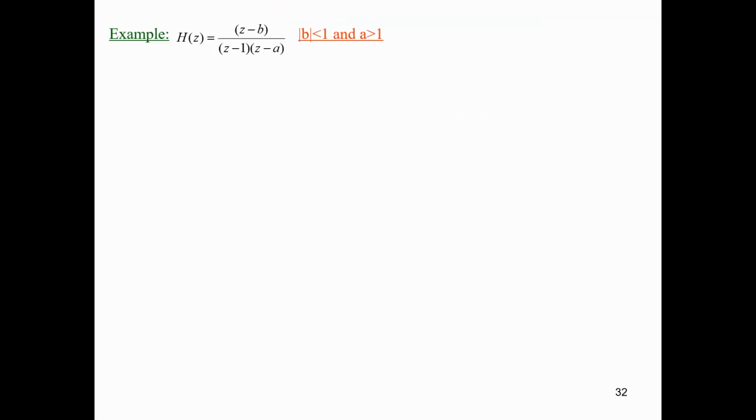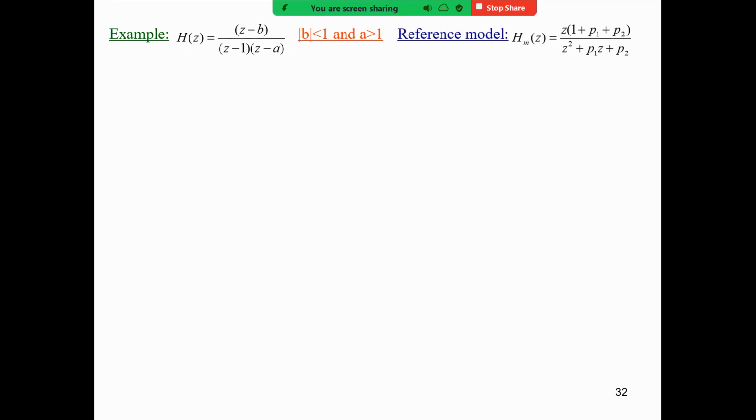Okay, let's go through one example. Here we have a problem. It's a second order system. In this system, there is a stable zero B, the absolute value of B is less than 1, and A is bigger than 1. Therefore, this A minus B can be cancelled out. Then we have this reference model, the reference model in this way.